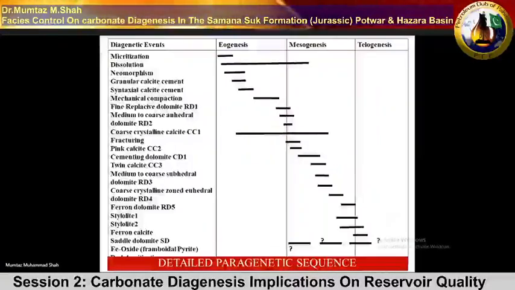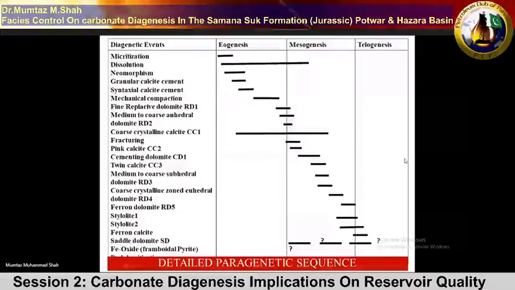Then a detailed paragenetic sequence had been given for representing multiple events of dissolution followed by mechanical compaction, then the RD2, which is medium to coarse anhedral dolomites, then the mesogenetic stages, and then finally we have a few of the telogenetic events in the form of rhomboidal pyrite and D-dolomites can be seen over here as well.